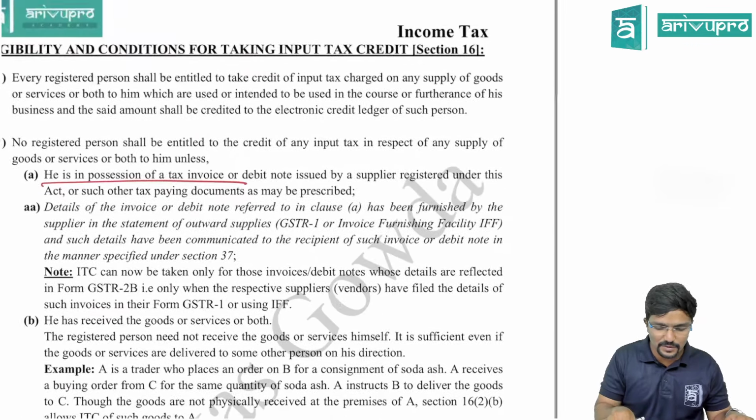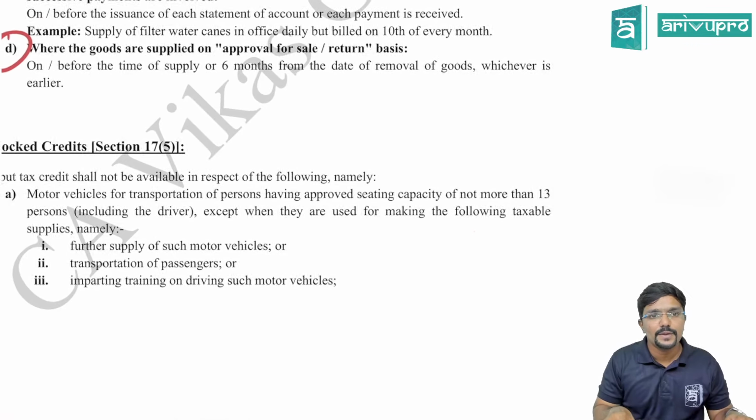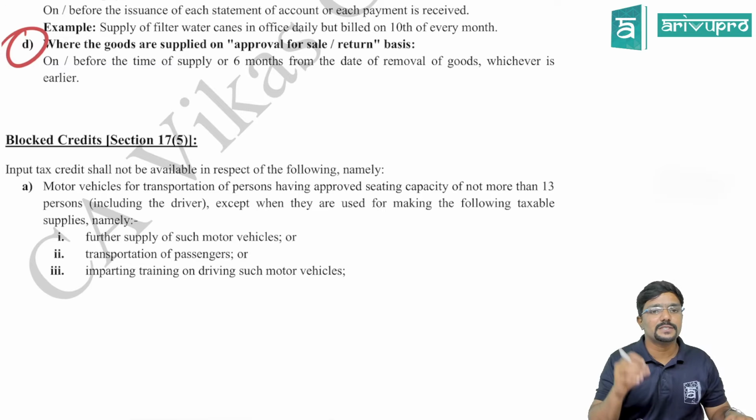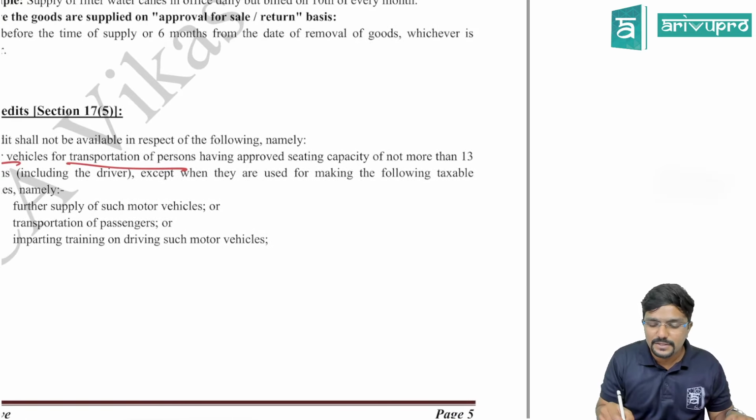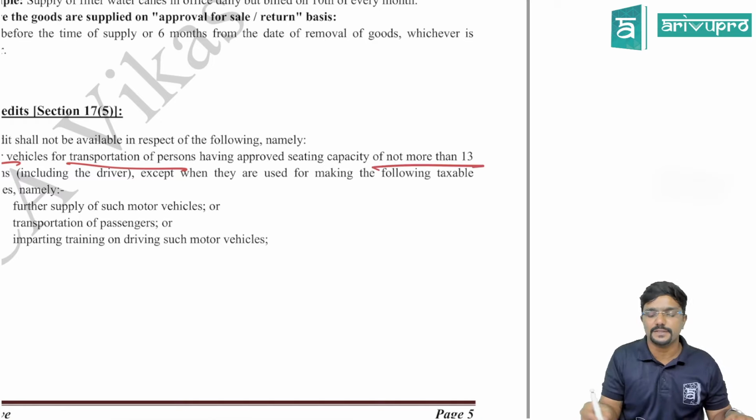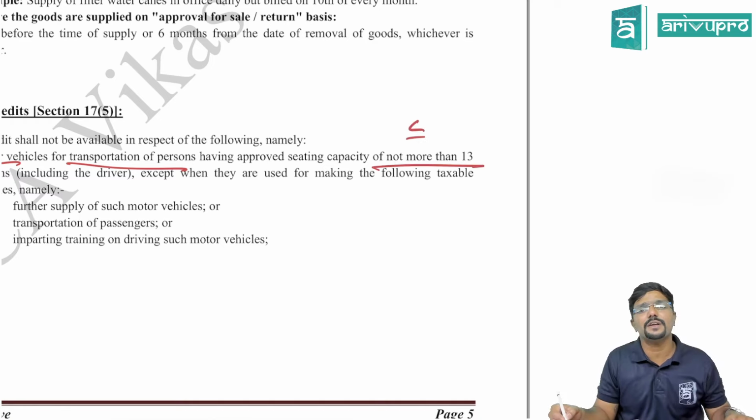We will just have a look at that. You can see input tax credit only with respect to motor vehicle I have taken. For transportation of persons, if the seating capacity is not more than 13 persons, not more than 13 means less than or equal to 13.